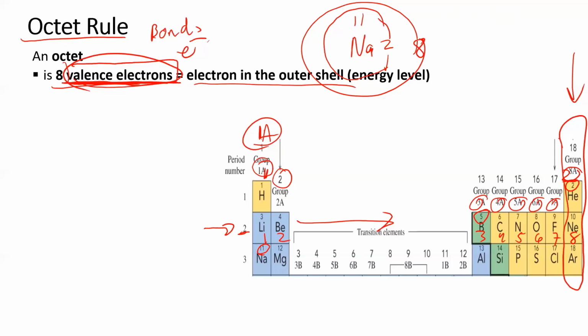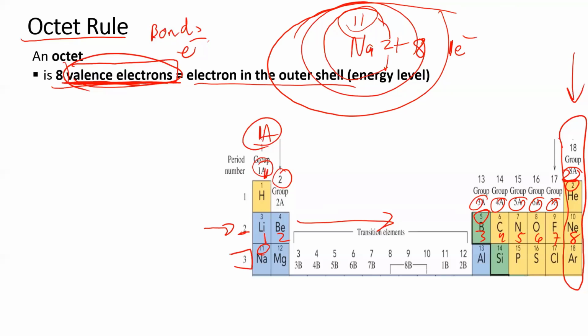Now, if I go 2 plus 8, that's only 10 electrons. But I have 11 protons. I have 1 more electron. Where's that other electron going to go? Well, it can't fit in the second shell anymore. So where does it go? I go further out and I get my next electron in the third shell. So that's why sodium is in the third period as I go left to right, and it's in group 1A. Why is it in group 1A? It has 1 valence electron.